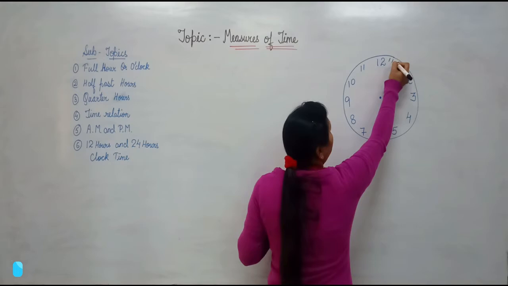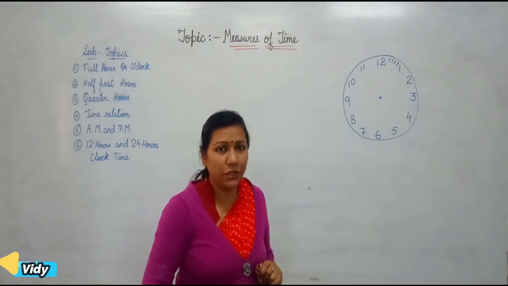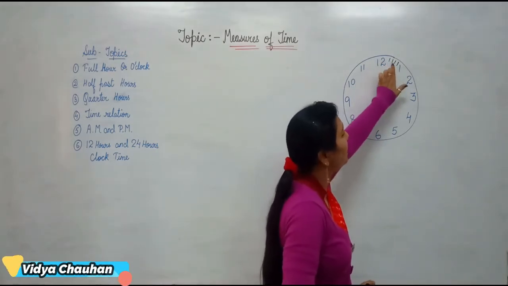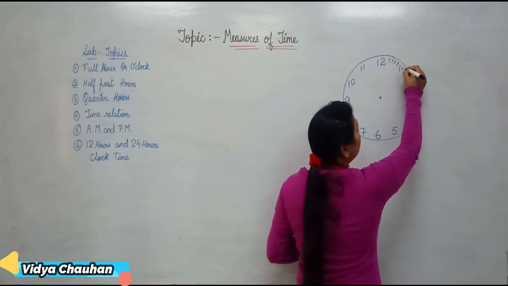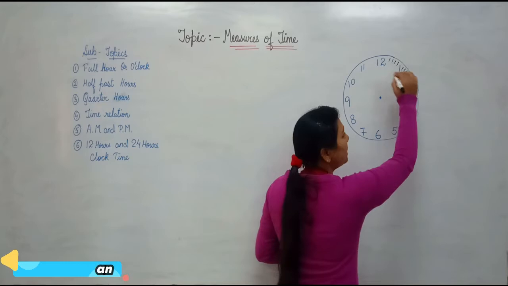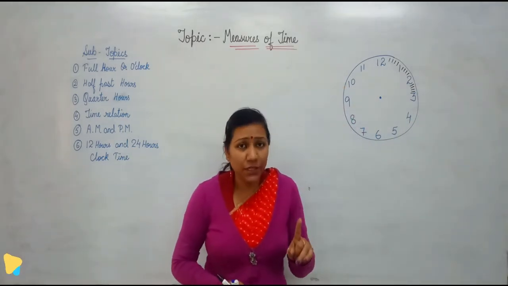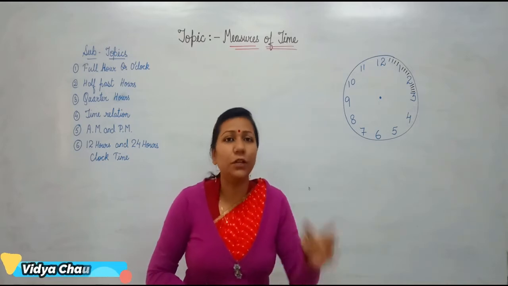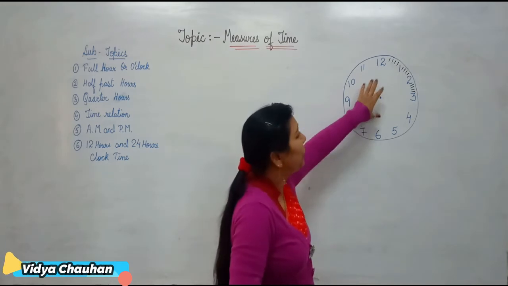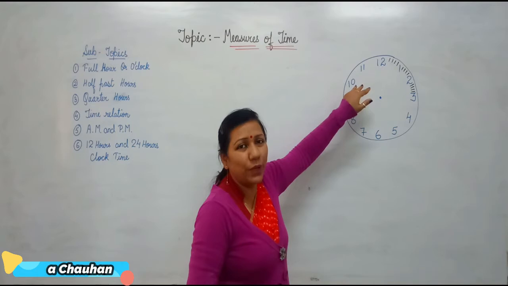After division, every single division is subdivided into 5 subdivisions. That means between every number, 12 to 1, there are 5 subdivisions; 1 to 2, again 5 subdivisions; 2 to 3, again 5 subdivisions, and like that it goes on. So basically the clock is divided into 12 divisions, and then each division is subdivided into 5 divisions. Right students? Now what are these divisions actually? These divisions are just numbers starting with 1 till 12.